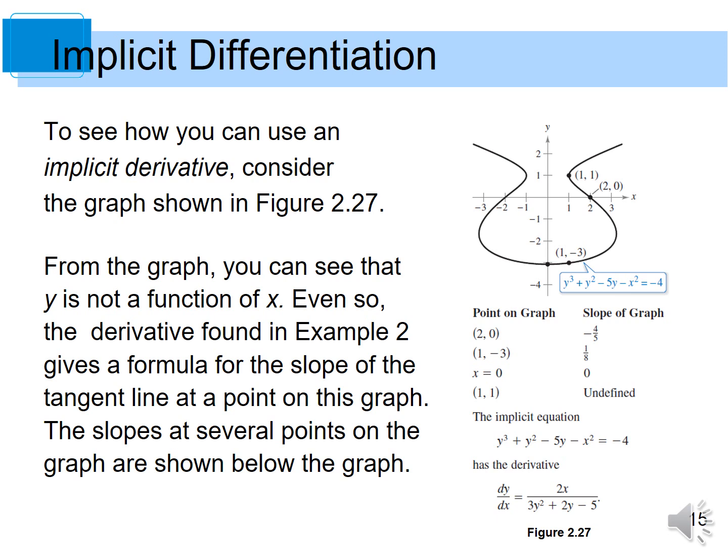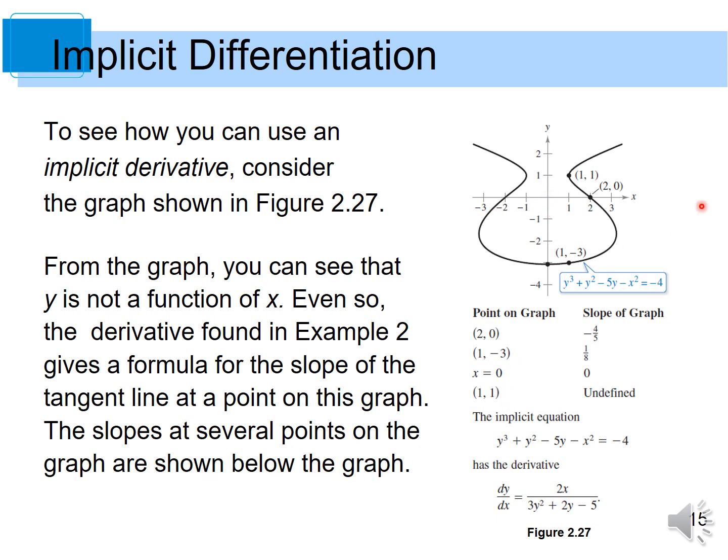To see how you can use an implicit derivative, from the graph you can see that y is not a function of x. Even so, the derivative found in example 2 gives a formula for the slope of the tangent line at a point on this graph. The slopes at several points on the graph are shown below the graph.